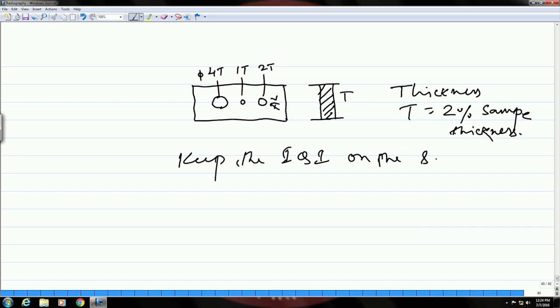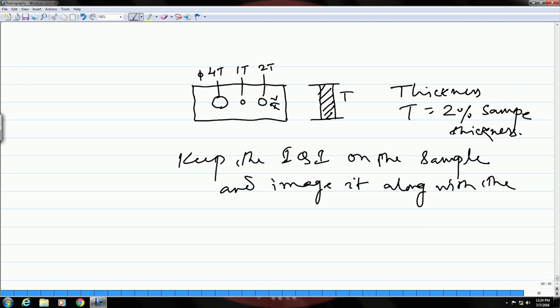Keep this IQI on the sample itself in a corner or in some region which is not of interest, and image it along with the sample. So the image of the IQI and the image of the sample will be on the same X-ray film. And even before you see the image of the sample, when you finally develop the image, you first see the image of this IQI. In this particular case, when you have used a hole type IQI, you see which hole is prominently visible on the radiographic image.